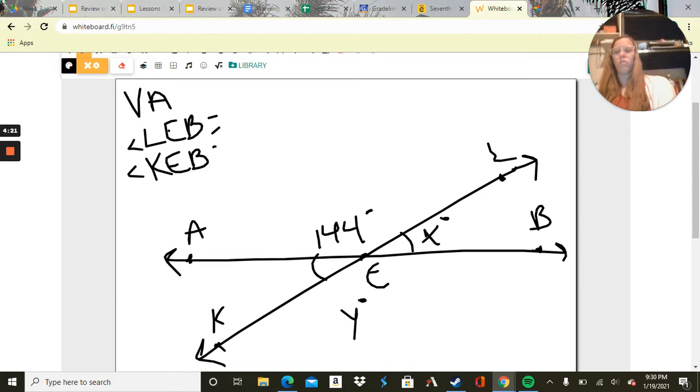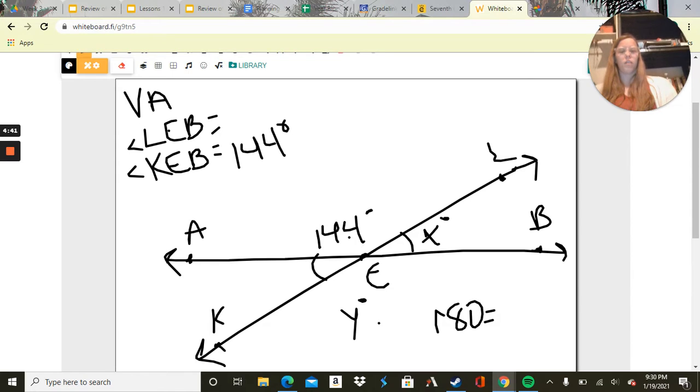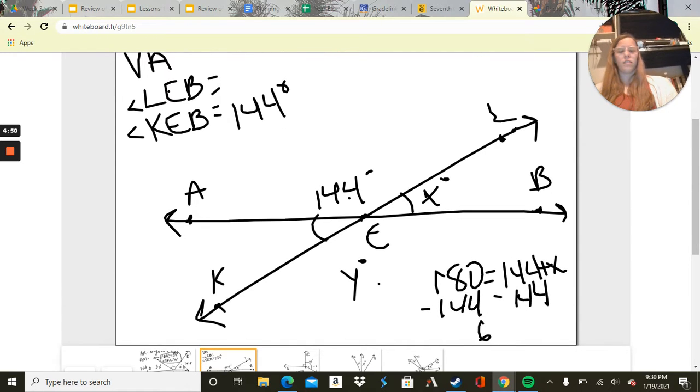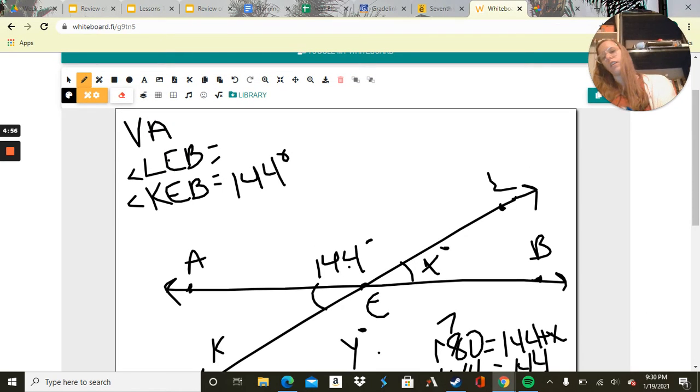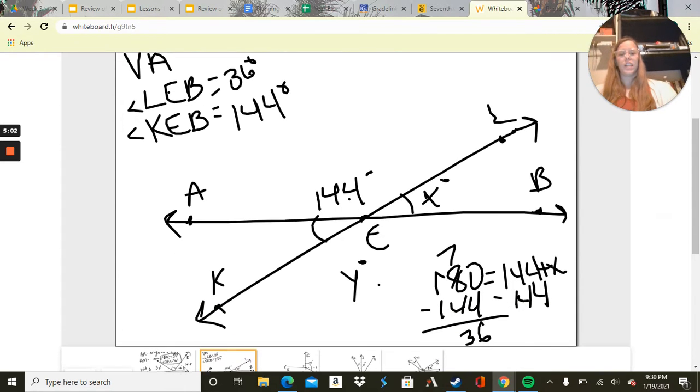Sorry. So what do we know about vertical angles? These 2 are going to add up to 180. But these 2, 144 and Y, are actually going to be equal. So KEB is going to be 144 degrees, because they are on opposite sides. Now we're going to take 180 equals 144 plus x, subtract 144, and we get 36. So x is going to be 36 degrees. So angle LEB is 36. Okay.